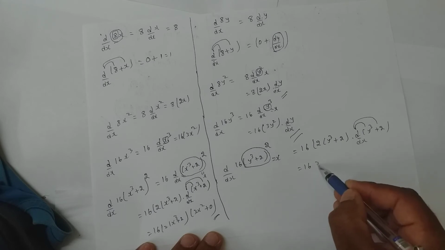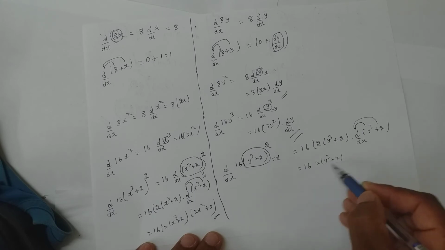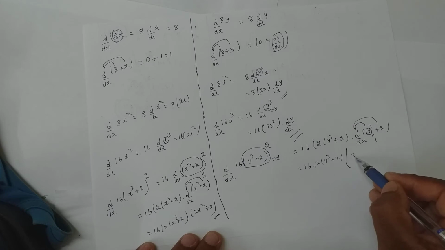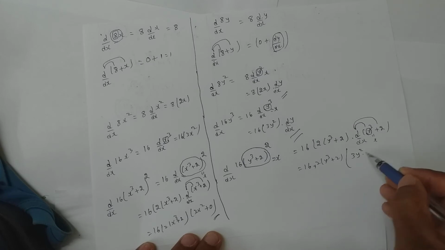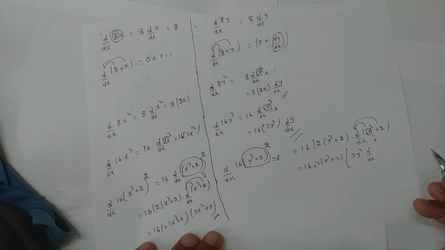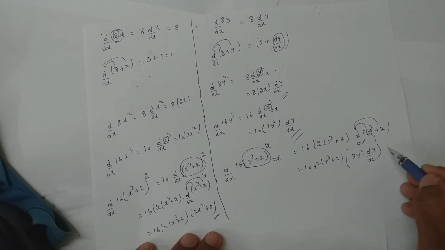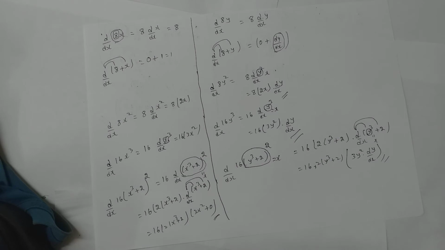So it becomes 16 into 2 into y cube plus 2 into, now again d by dx of y cube, again you will assume it to be x. So x cube differentiation is 3x square, that is 3 into y square into d by dx of whatever you have assumed in place of x. So it is dy by dx. For 2 it is 0, so I didn't write. This is the final answer. Am I clear with all these examples?